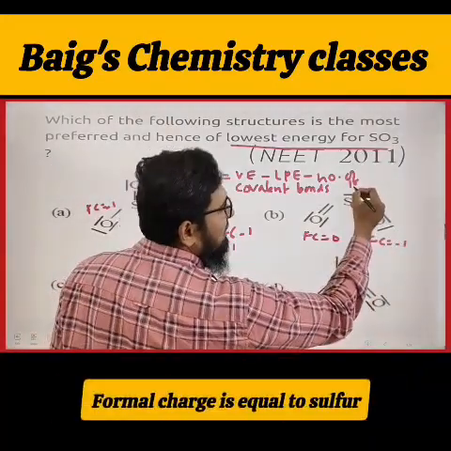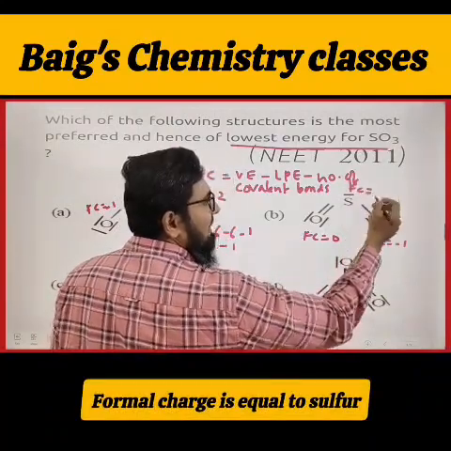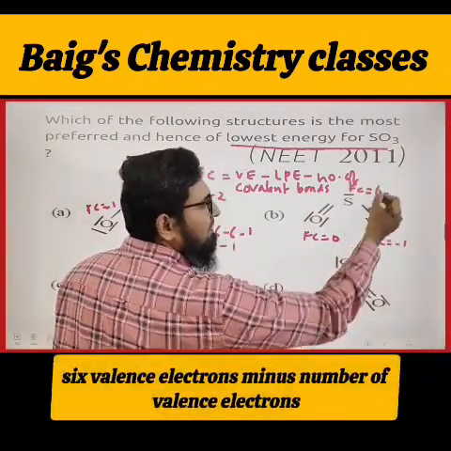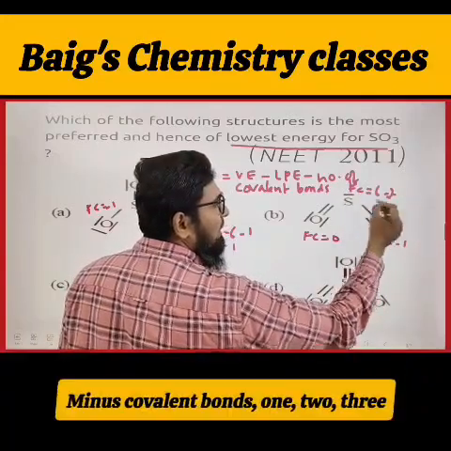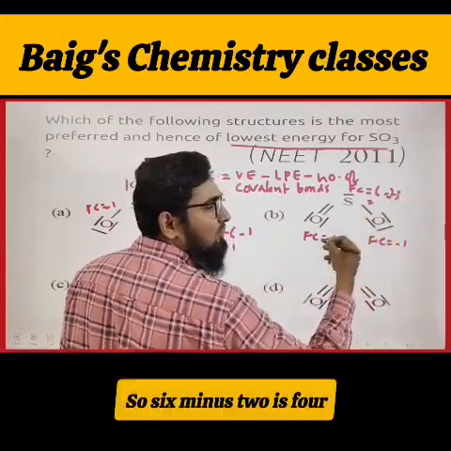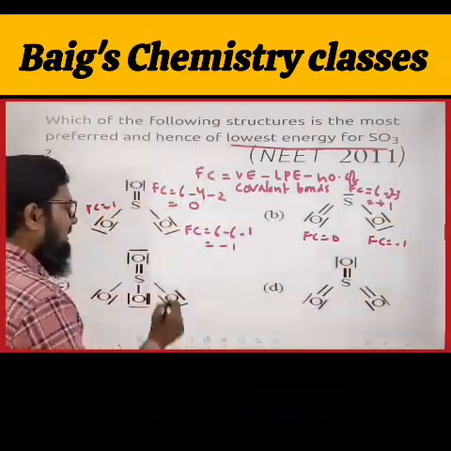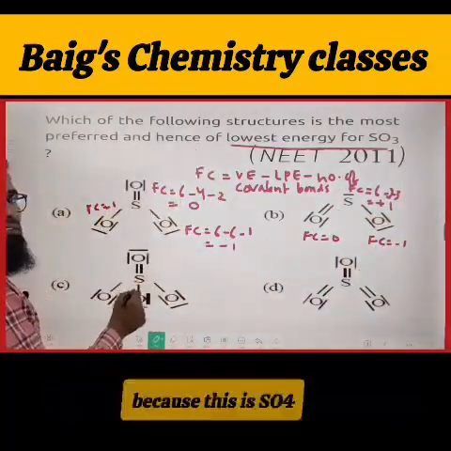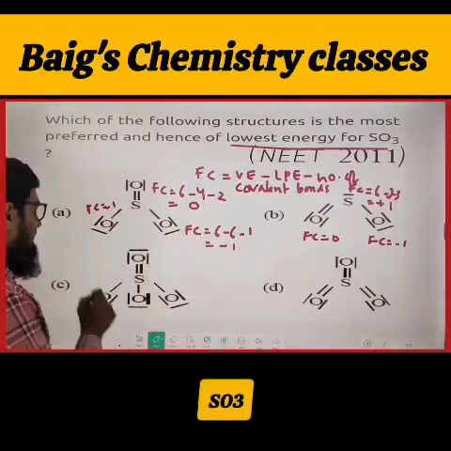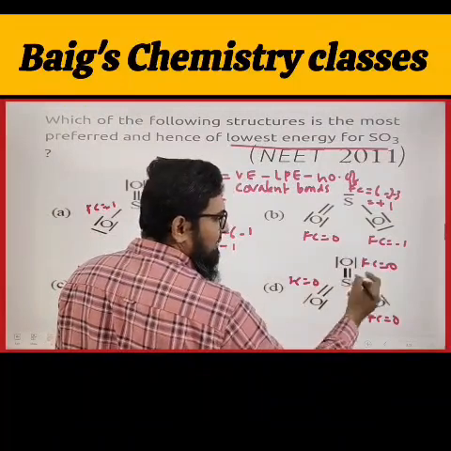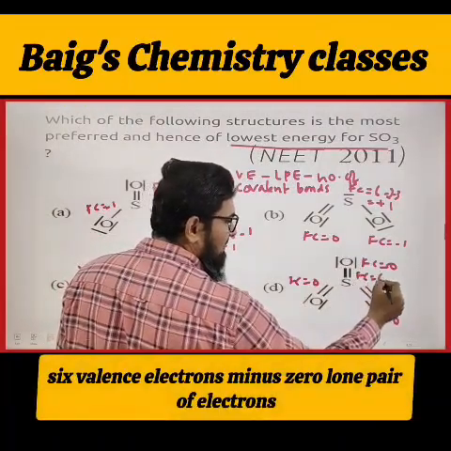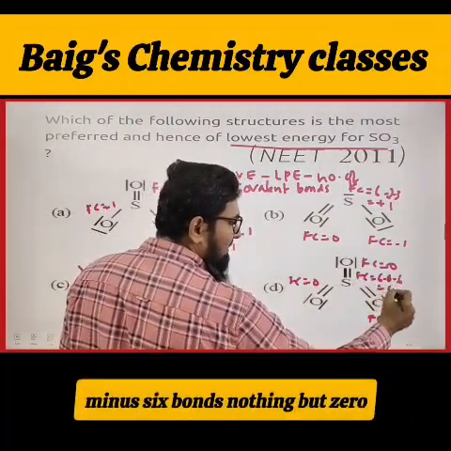Here, sulfur. Formal charge is equal to sulfur's 6 valence electrons minus lone pair electrons 2, minus covalent bonds 1, 2, 3. So 6 minus 2 is 4, minus 3 is plus 1. Now this is the wrong structure because this is SO4. What is given? SO3. Now here, doubly bonded oxygen has formal charge 0, and sulfur has 6 valence electrons minus 0 lone pair electrons minus 6 bonds, nothing but 0.